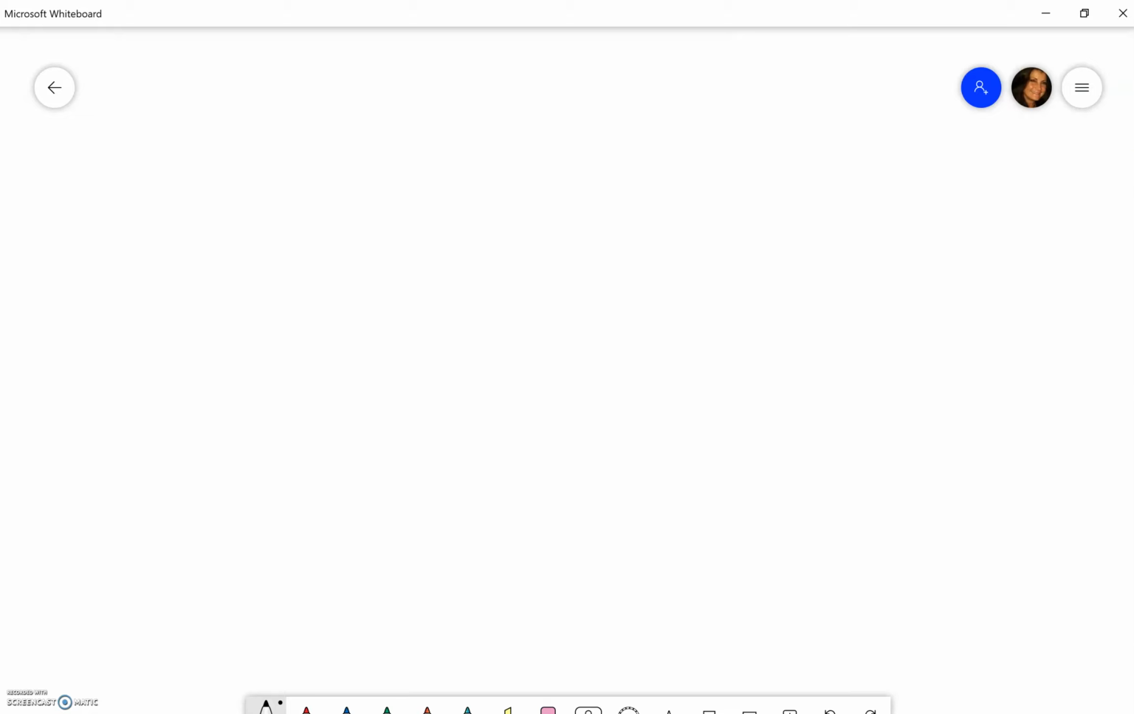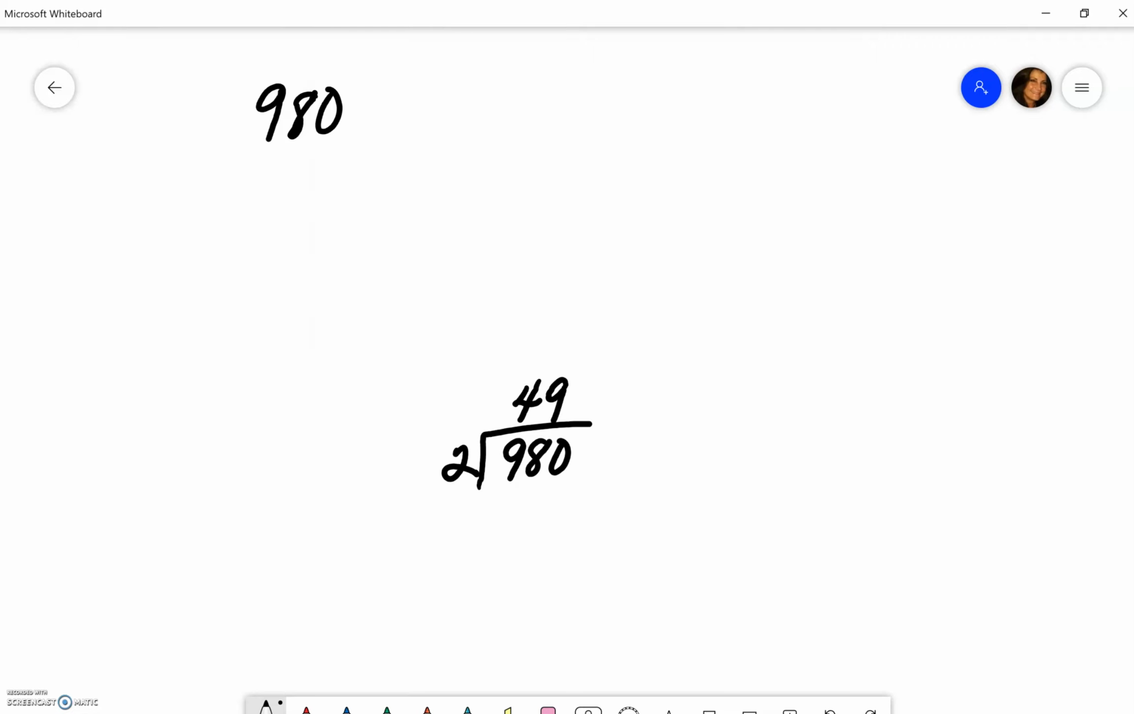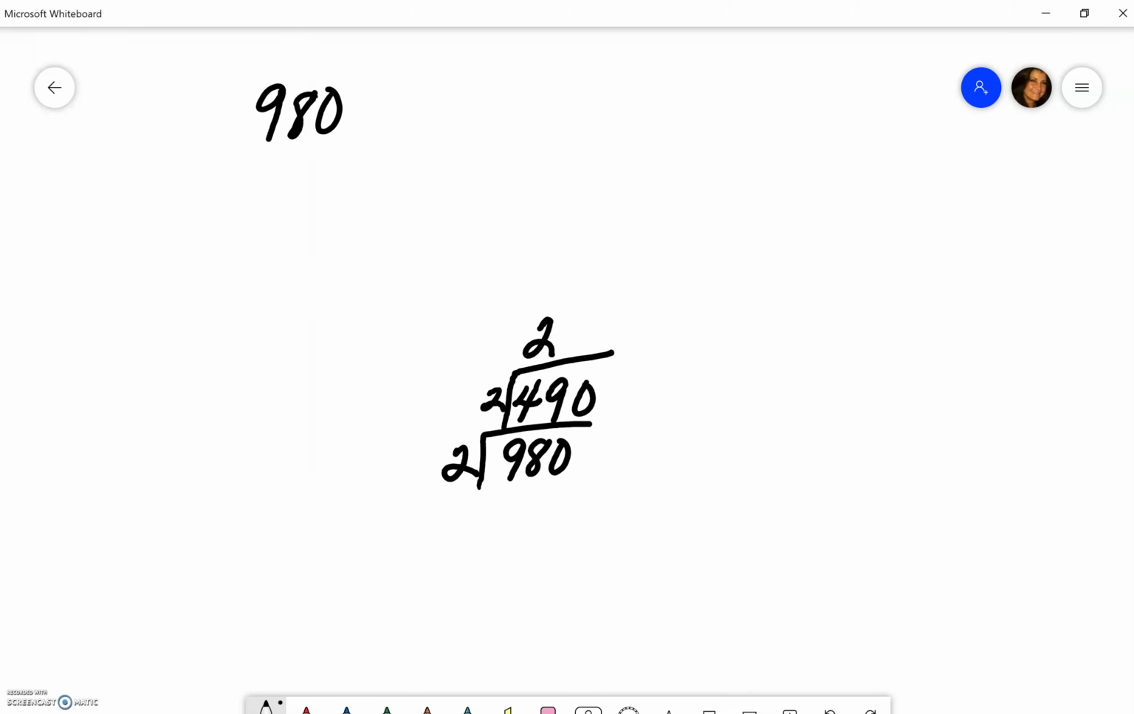Let's do one more. If I have the number 980, I'm going to use that division method. I'm going to start with 980, and since it's an even number, I'm going to divide it by 2. Take your calculator: 980 divided by 2 equals 490. So I put 490 up here. Now it's an even number, so I'm going to use a 2 again. 490 divided by 2 equals 245.